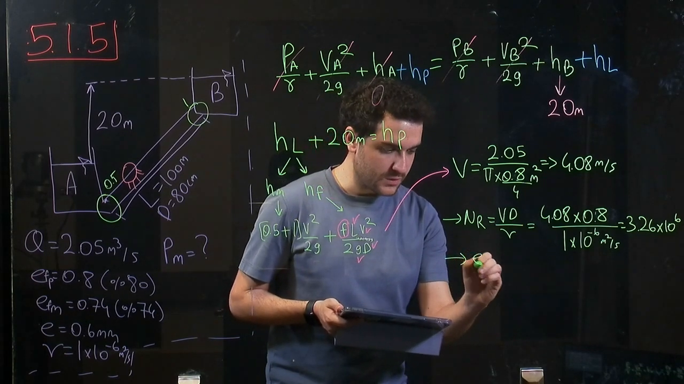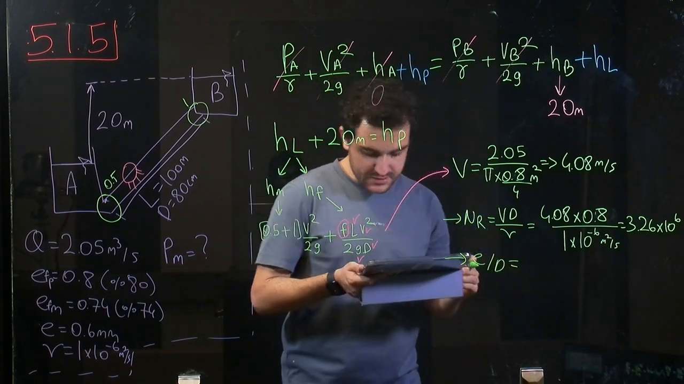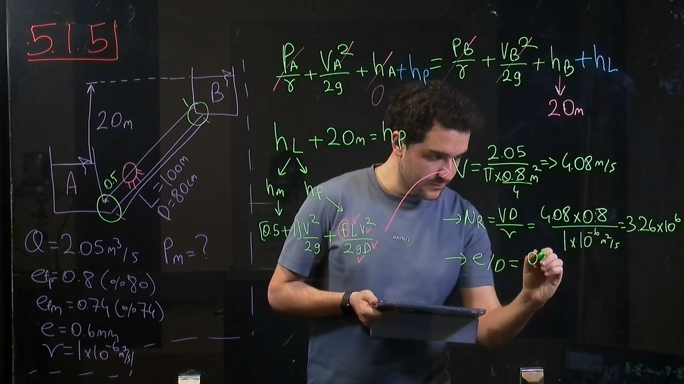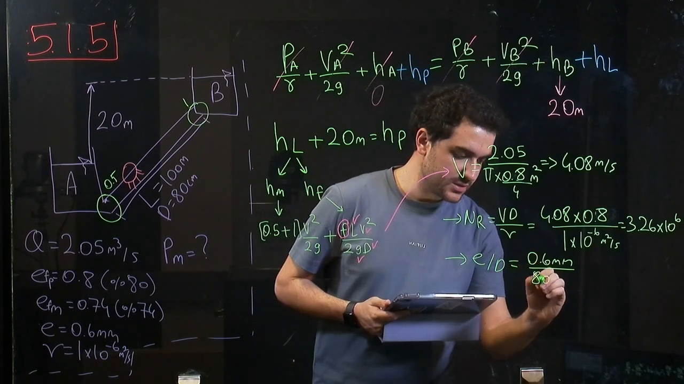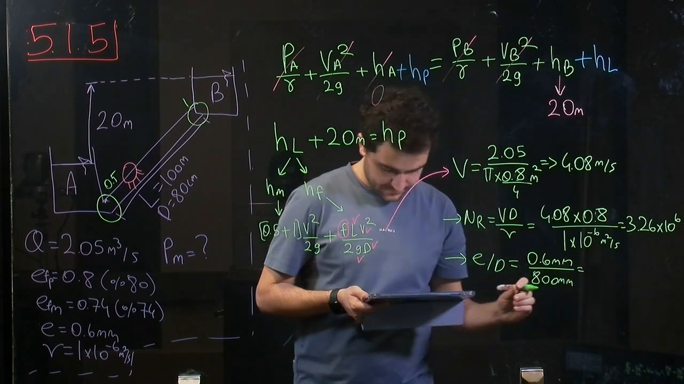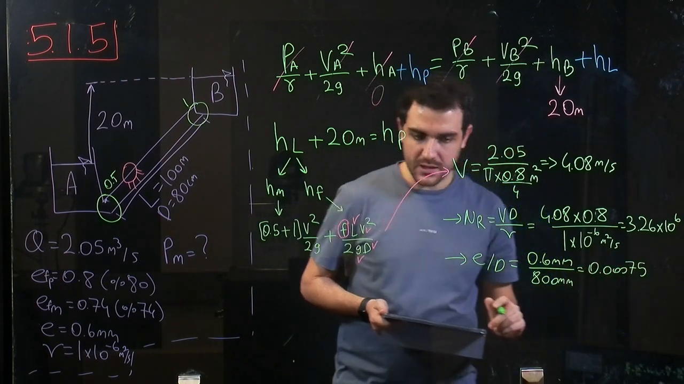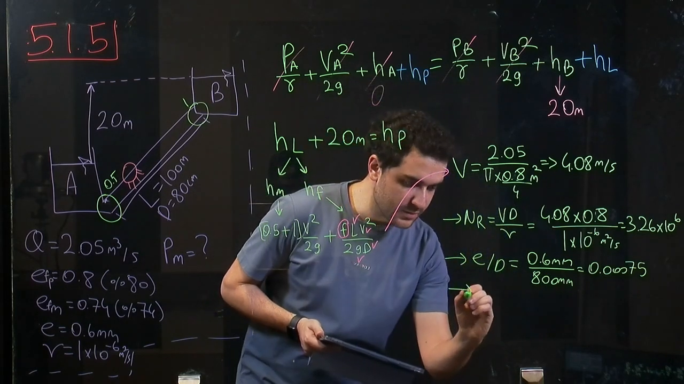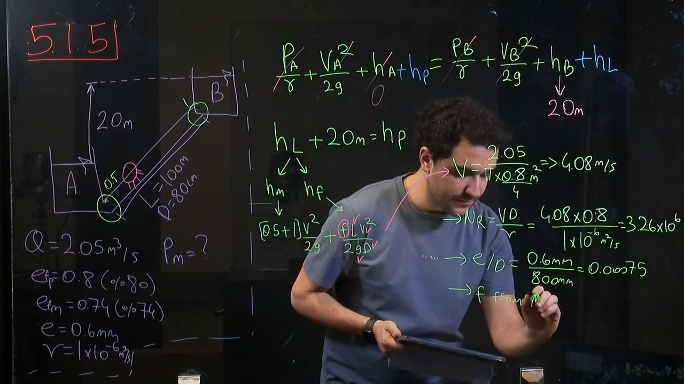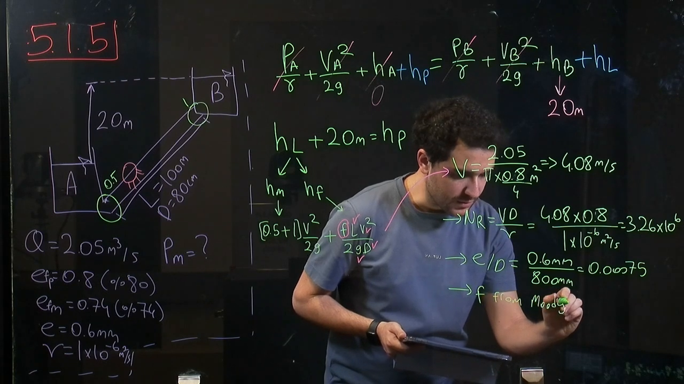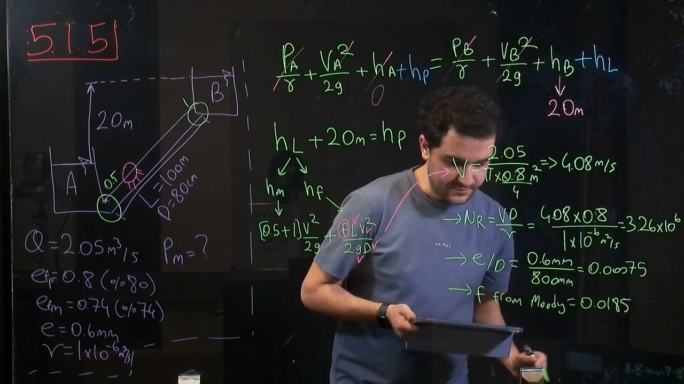And also we know E over D is required for friction factor, and E is actually 0.6 millimeters, and diameter is 800 millimeters. This gives 0.00075, and from here we are going to use the Moody diagram. So F from Moody is 0.0185.